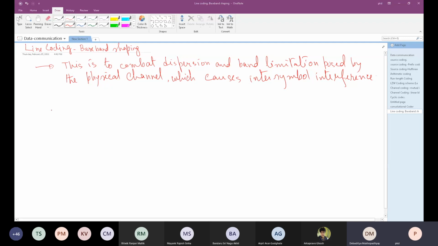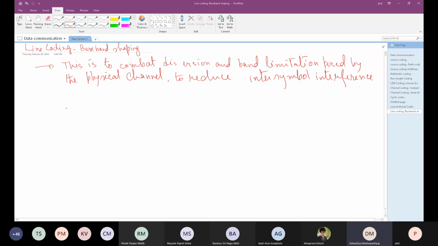Why will intersymbol interference happen? This physical channel causes intersymbol interference. The dispersion and band limitation, these two factors, cause intersymbol interference, so we need baseband shaping to reduce intersymbol interference.